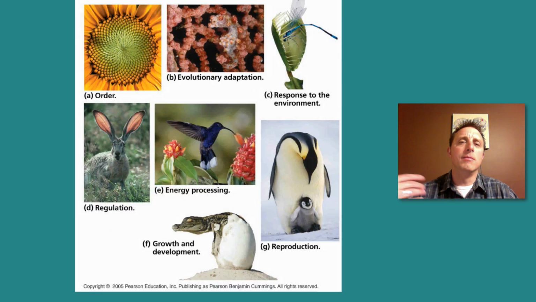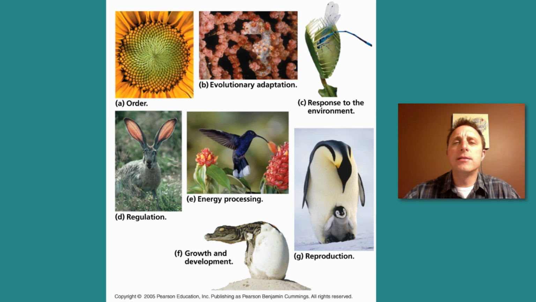So first off, what does it mean to be alive? There are lots of different definitions of living things. We talked about a few of them in class. But these are some basic ones. All living things show all of these characteristics here. Order, living things are very organized. All living things can evolve and show adaptation to their environment. They respond to their environment.